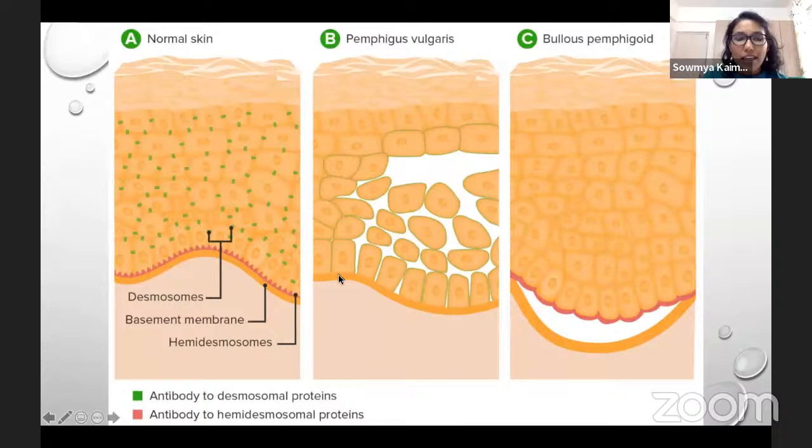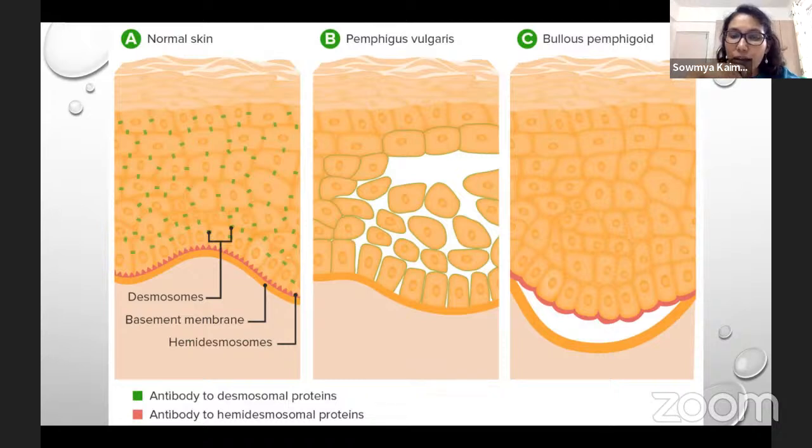So in normal skin, if your structure is maintained, you have the desmosomes in the intercellular junctions, and you have the hemidesmosomes, that is the pink layer that you can see at the bottom of the first panel, and that is the one that attaches the entire epidermal layer to the dermis. Now in pemphigus vulgaris, that is the middle panel, you can see that the interkeratinocyte junctions are disrupted. This basically occurs because of the damage caused by the anti-desmoglein antibodies that you get in pemphigus.